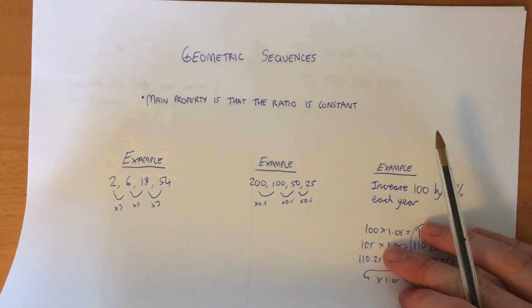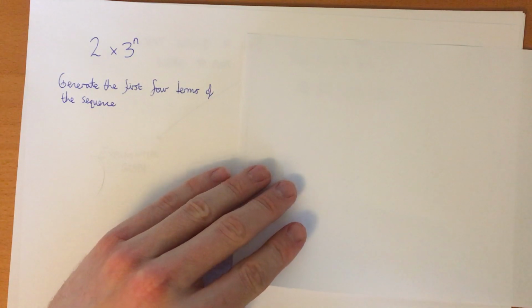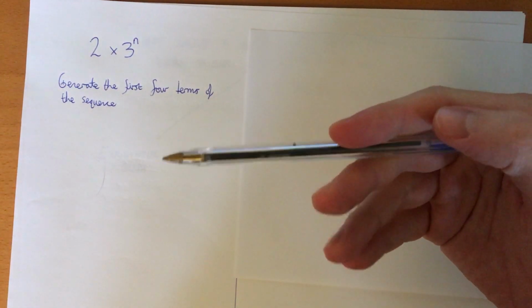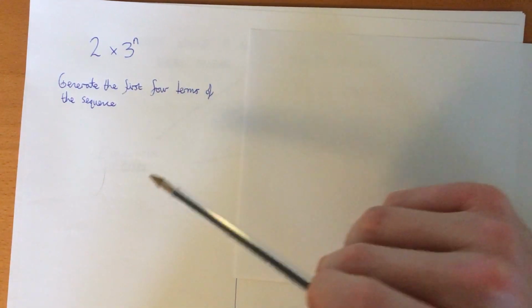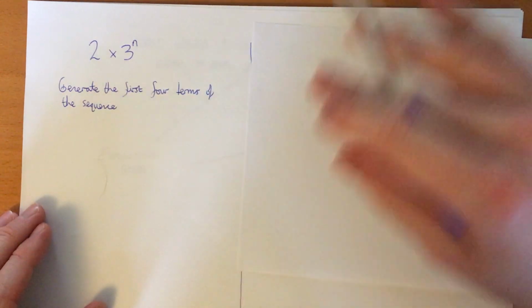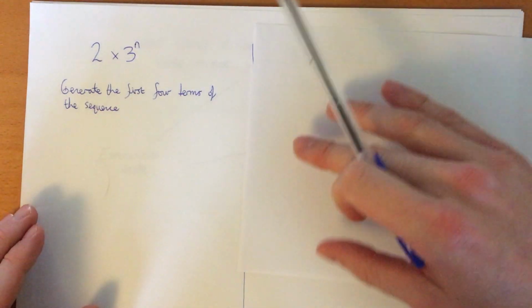So let's look at more geometric sequences. Oh, no, that's missing a page. Let's go to here. Right. Let's start with this. So 2 times 3 to the power of n. Now this is a geometric sequence. It looks different to a quadratic, it looks different to a linear, so therefore we know we're good. Generate the first 4 terms of the sequence. Right, it works in the exact same way as you would do if you want to generate the first 4 terms of a linear sequence.